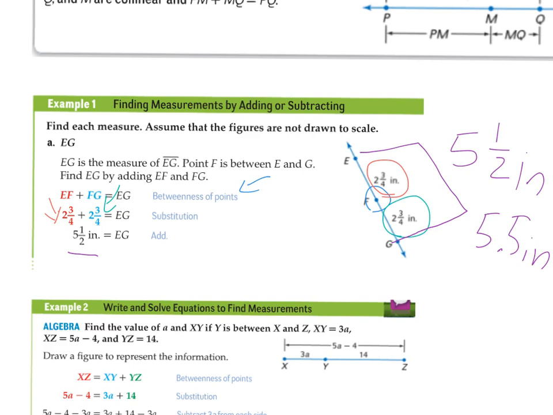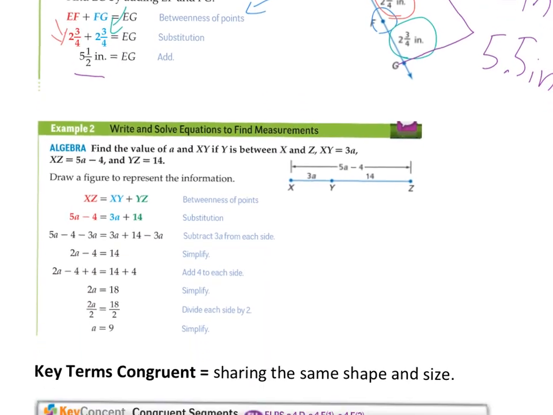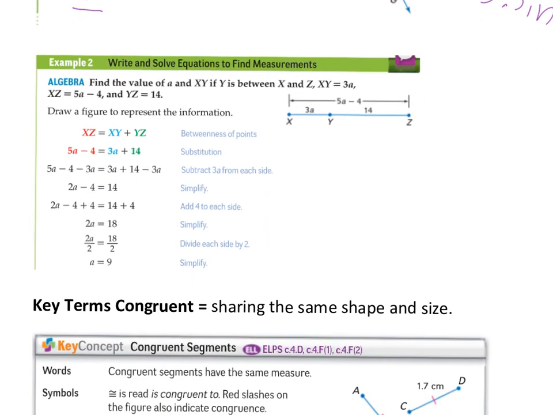It's unlikely you're going to see something like this on a quiz or a test. You're probably going to see it though with variables. So let's take a look at example 2. We want to write and solve equations to find measurements. And folks, just like it says here, algebra, we're going to use algebra concepts to work out this problem.